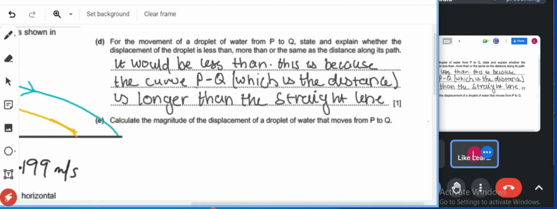PQ, just write it below, just use this small space to scribble it. PQ, which is the displacement.